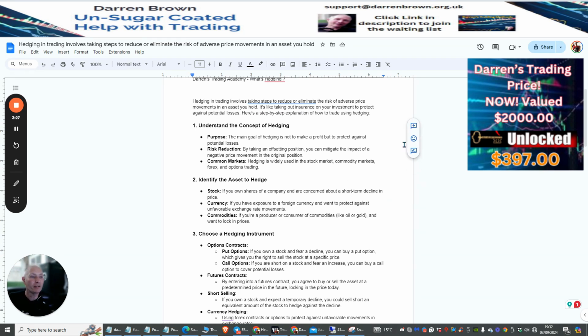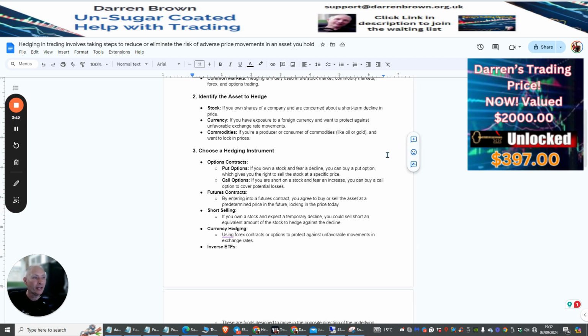So the currency: if you have an exposure to a foreign currency and want to protect against unfavorable exchange rate movements. Commodities: if you're a producer or consumer of commodities like oil or gold and want to lock in prices. So choose a hedging instrument. Well, options, these are contracts. Now, put options and call options I haven't actually gone into. This is more profitable, but it carries a higher risk.